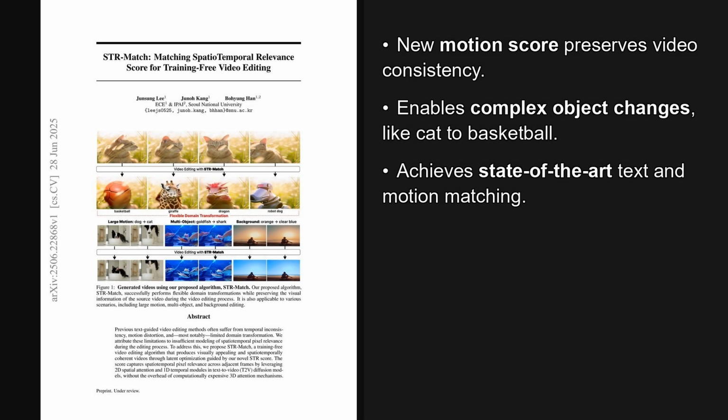So to wrap things up, this paper introduces a really effective, training-free approach to video editing. The main takeaway is the new spatiotemporal relevance score. By forcing the edited video to match this score from the original, the model preserves motion and structure, fixing common issues like flickering and distortion. It does this through latent optimization, which is a method of directly tweaking the video's internal representation, making it compatible with many existing text-to-video diffusion models.